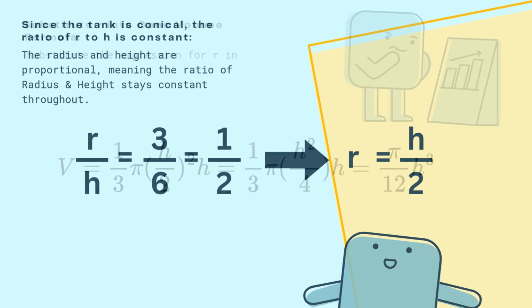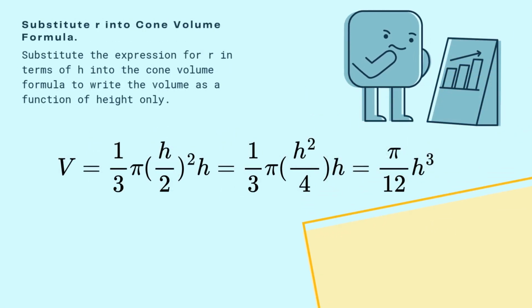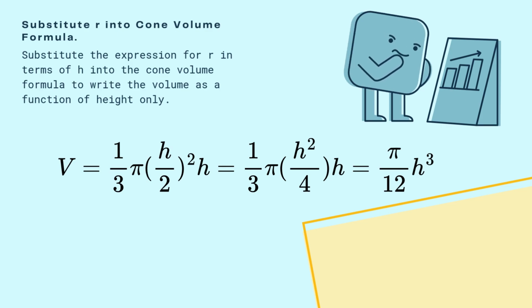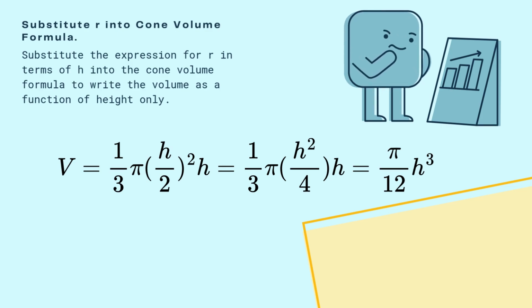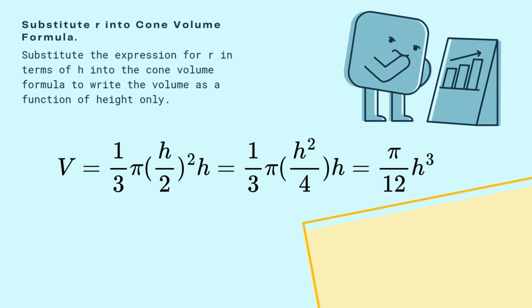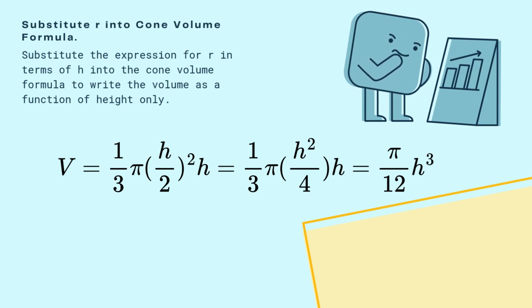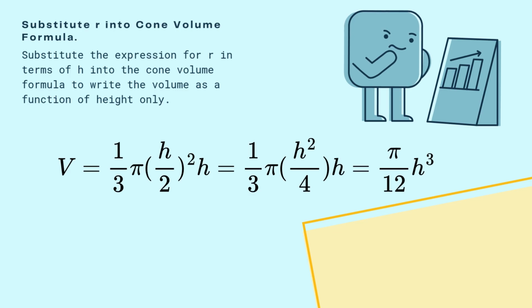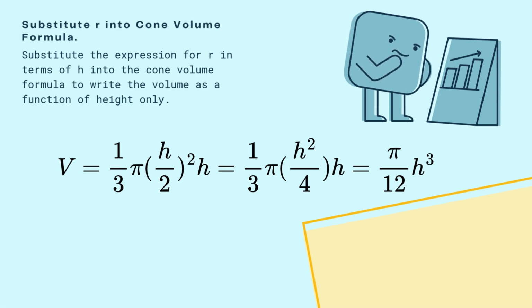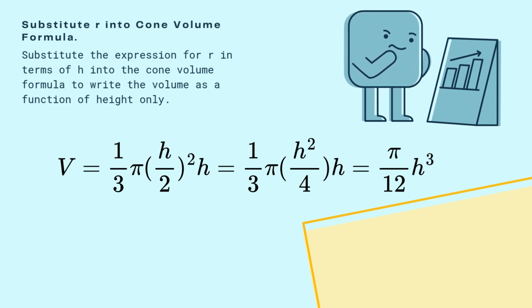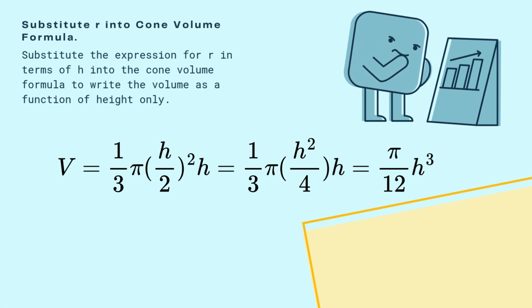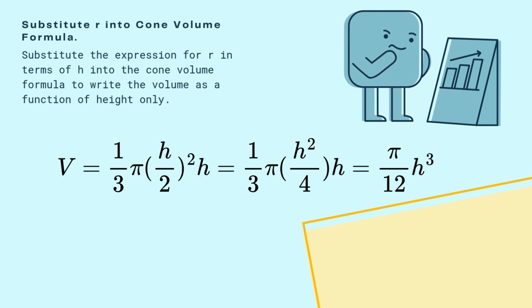Next, we are going to substitute the value of R from our calculation before, which is equal to H over 2, into the cone volume formula. We are doing this to express R in terms of H in the cone volume formula to write the volume as a function of height only. So from the formula of V equals 1 over 3 times pi r squared times H, we finally got the volume as V equals pi times H cubed over 12.